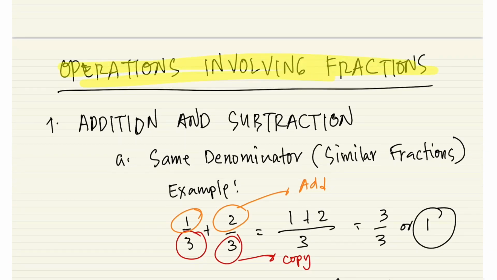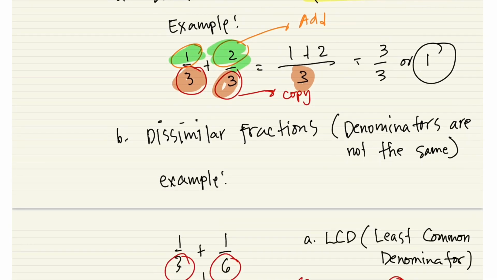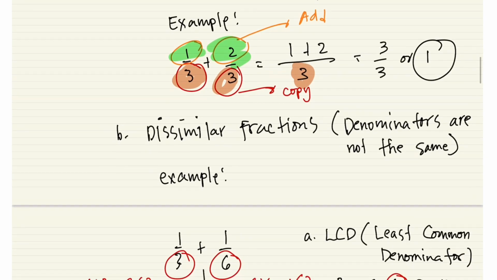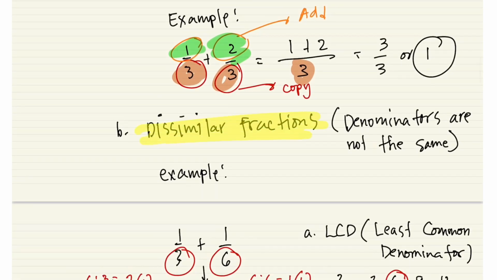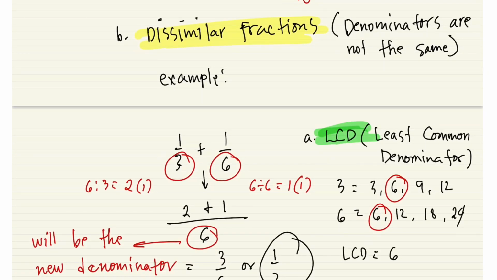Let's review. Now, what are the operations involving fractions? The first one is addition and subtraction. We combine the two because they have the same rule. Remember two things. When they are similar fractions, all you have to do is copy the denominator and then add the numerators. Next, when the denominators are not the same, the first thing that you have to do is look for the LCD.